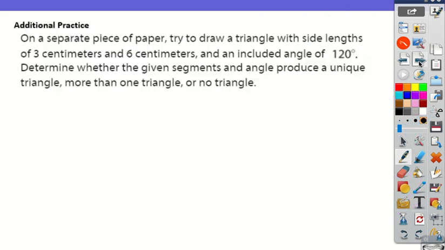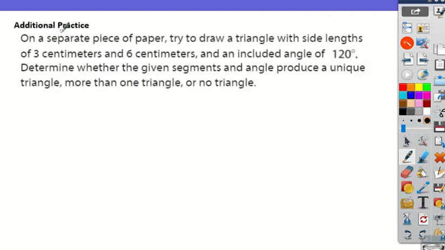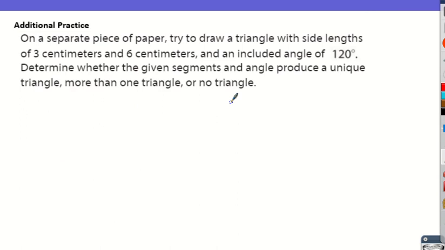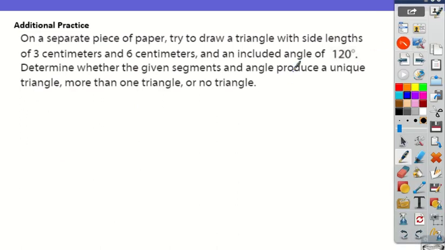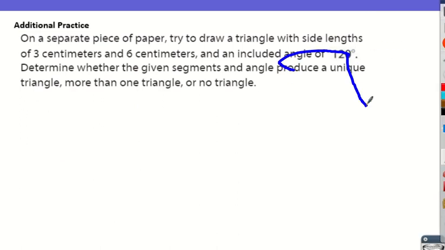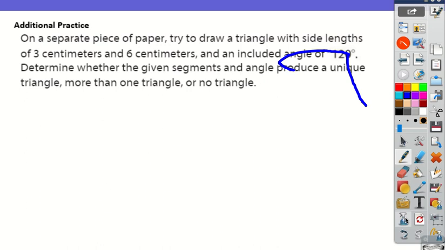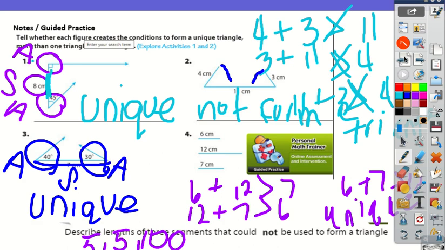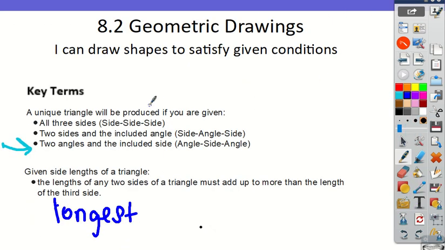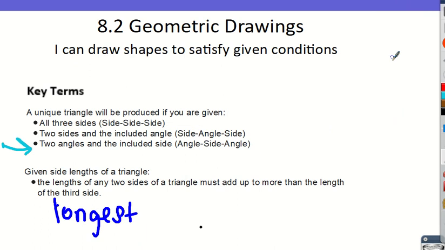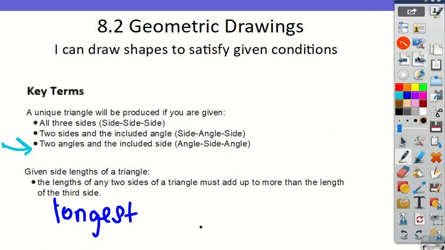All right, so the additional practice, don't do this. We'll do this tomorrow. We need to use protractors to do this, and we have the protractors in class here. So you're not doing your additional practice tonight. Save this problem till tomorrow and we'll do it in class with protractors. So just make sure that you're learning the conditions here on this page, okay? And then we'll do a bunch of practice tomorrow on these in the activity.